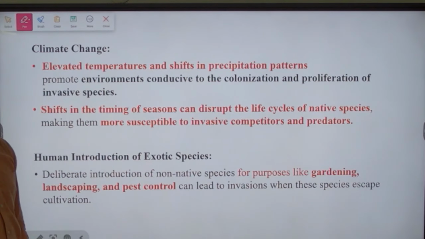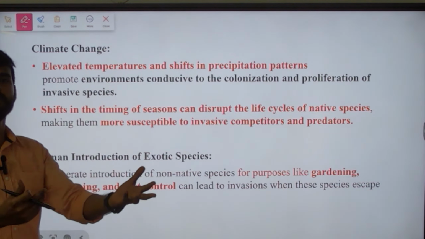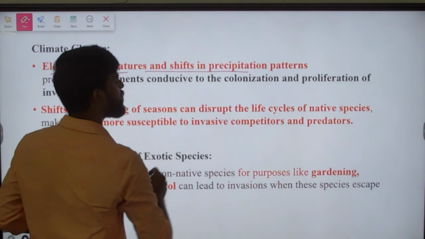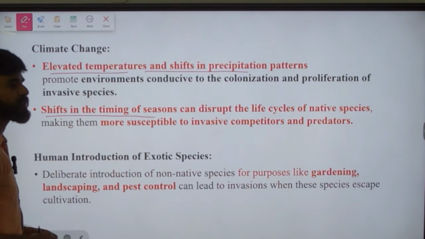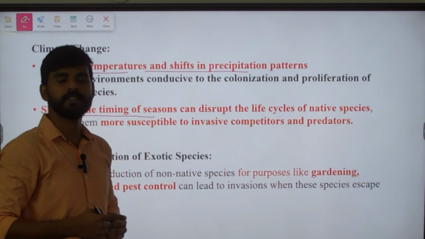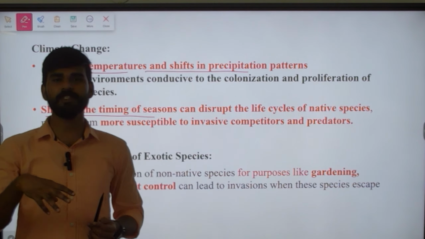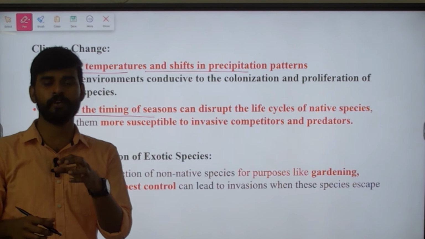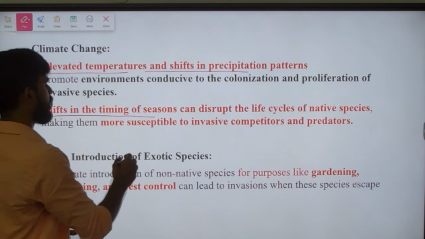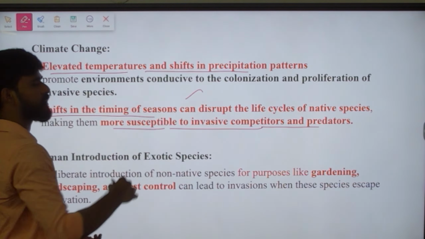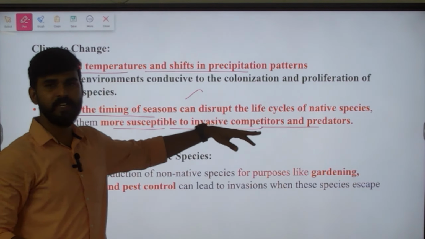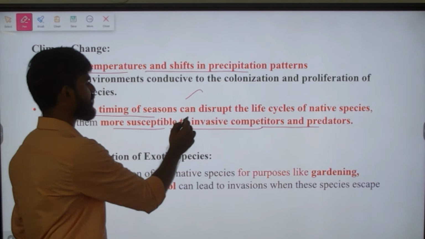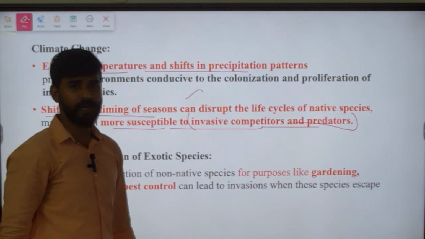Next is climate change. How is climate change going to cause a bloom in invasive alien species? That is because of elevated temperature and shifts in precipitation pattern, along with shifts in the timing of seasons. All these factors will cause a disturbance to the native species. When native species get disturbed, or become weak and susceptible to the changes that are happening, these invasive species will easily invade them.